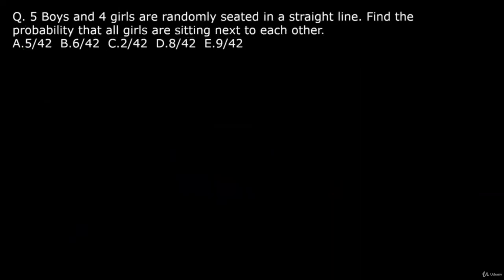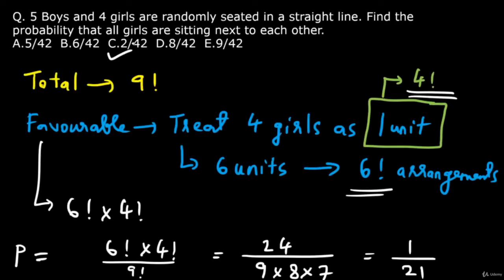Let's read the next question. 5 boys and 4 girls are randomly seated in a straight line. Find the probability that all girls are sitting next to each other. Alright, now what's the answer to this question? The correct answer is option C, that is 2 by 42. Alright, now over here you have 5 boys and 4 girls. So that's a total of 9 people and they can be arranged in a straight line in 9 factorial ways.